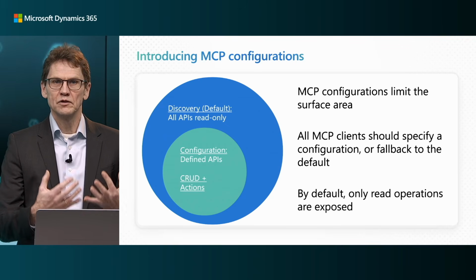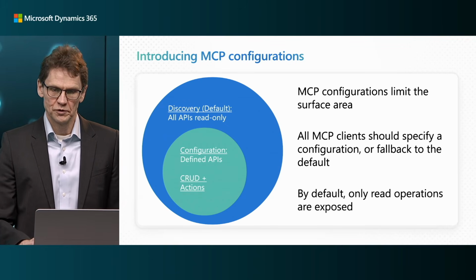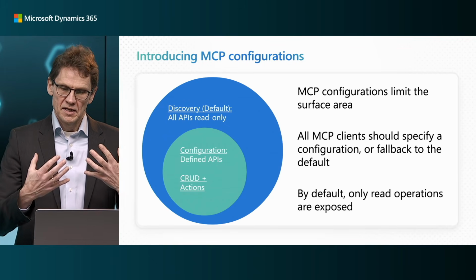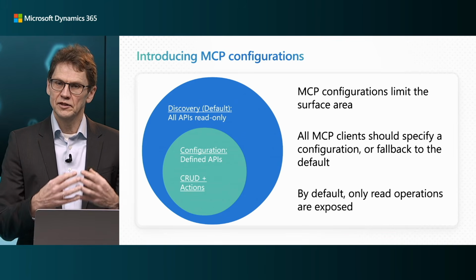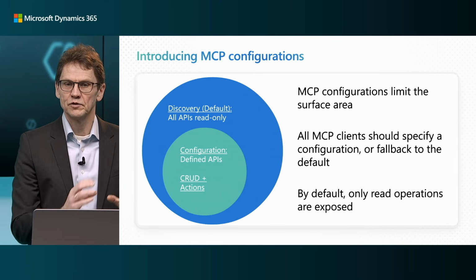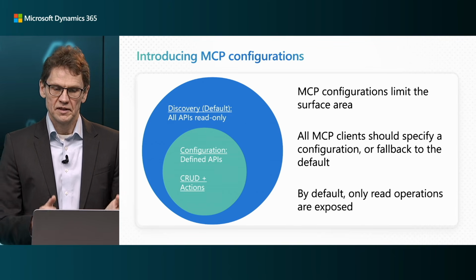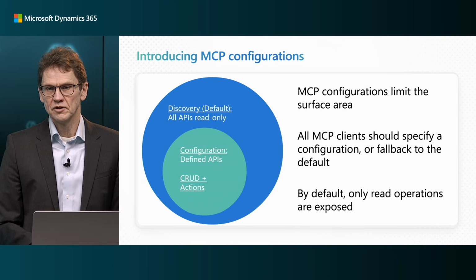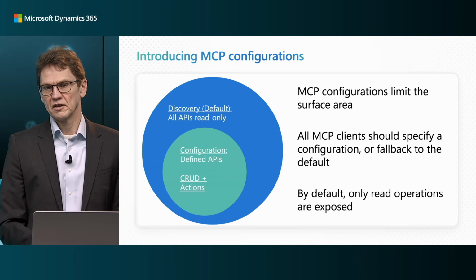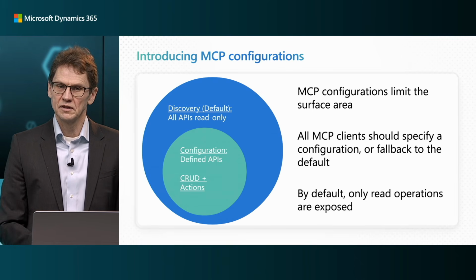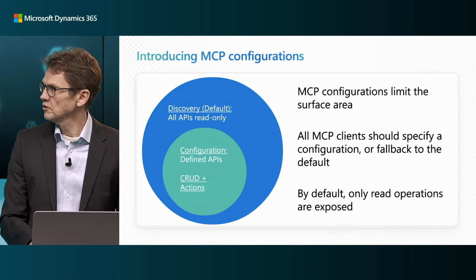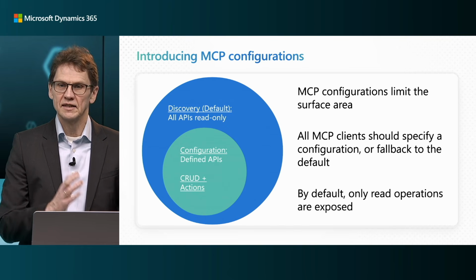So we have introduced MCP configurations in order for you to be able to limit what you actually want to expose through MCP. Now, if you want something different than the default, then you need to specify the configuration when you set up the connection to the MCP server. The default configuration gives you read operations. But with MCP configurations, you can add write, delete, etc.